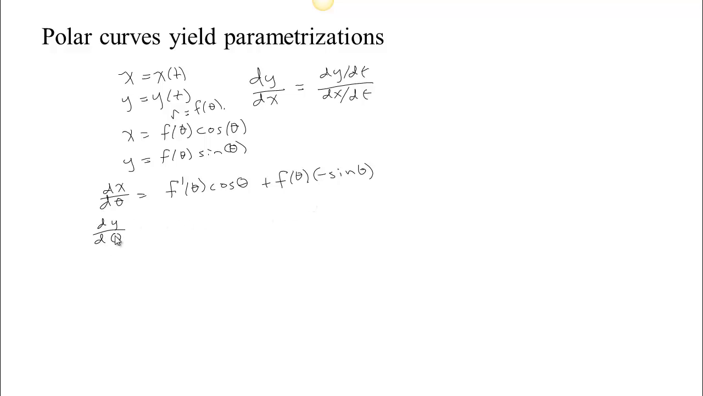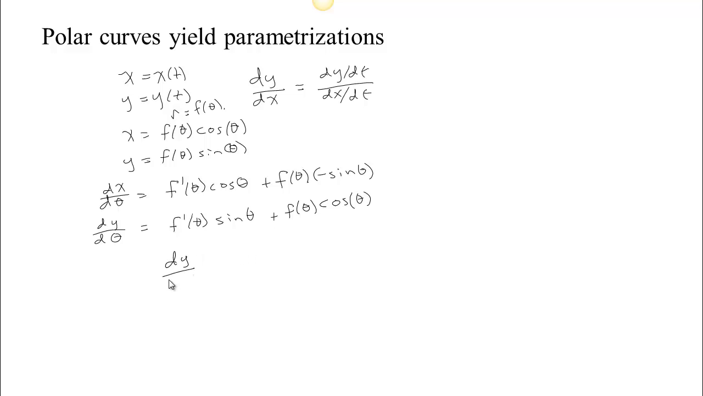dy d theta is equal to, the derivative of this is the product rule, right? Take the derivative of the first times the second, which is sine theta, plus the first, that's f of theta, times the derivative of the second. The derivative of sine is cosine.